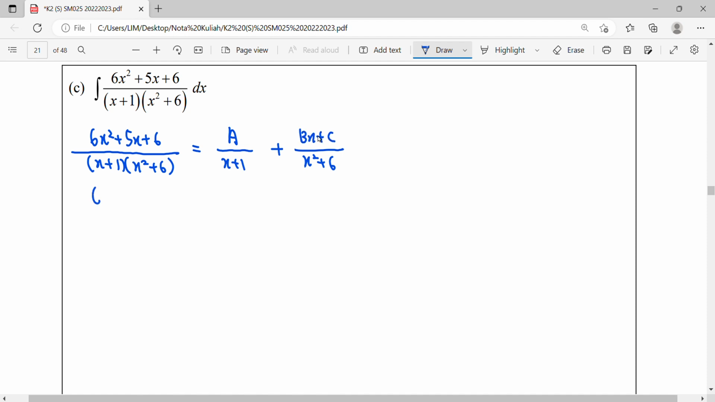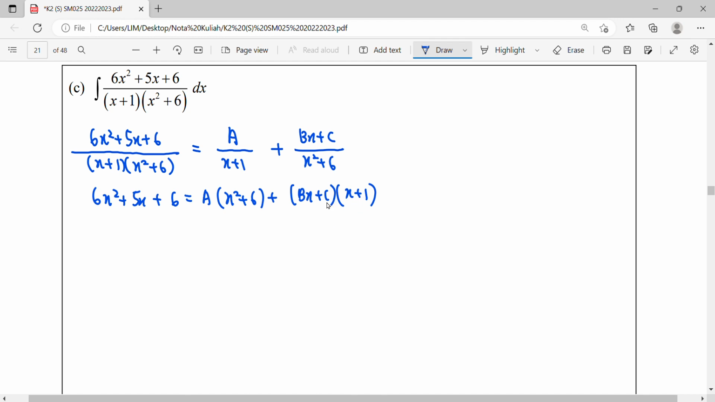Then we equate the denominator. For A, we have to multiply by the factor it doesn't have, which is x squared plus 6. For this one, remember to put in brackets in order to avoid mistakes. The factor it doesn't have will be x plus 1. The benefit of putting brackets is that we can see this is bx plus c times x plus 1. Without brackets, we will misunderstand that c only multiplies with x plus 1, so it will give us a mistake here.